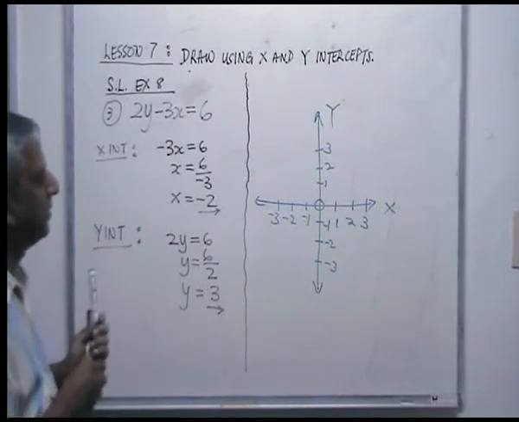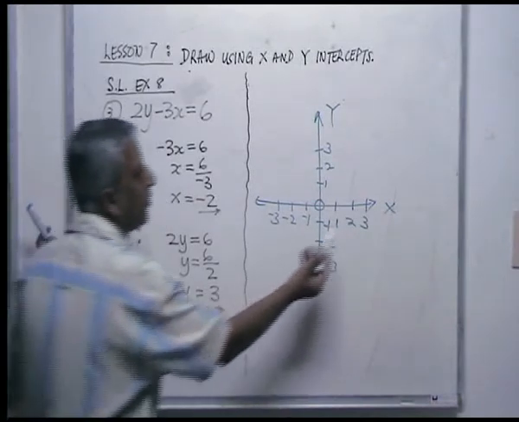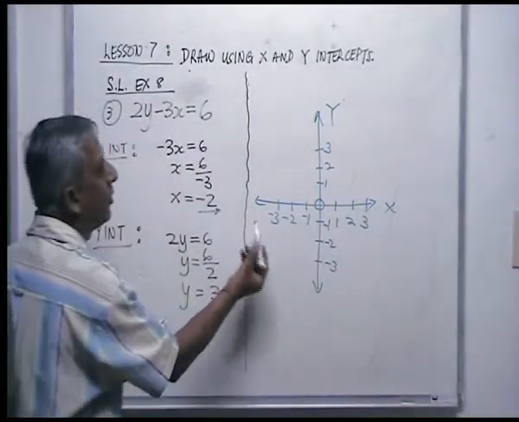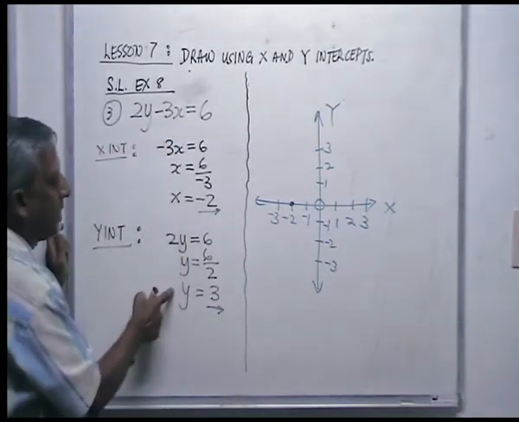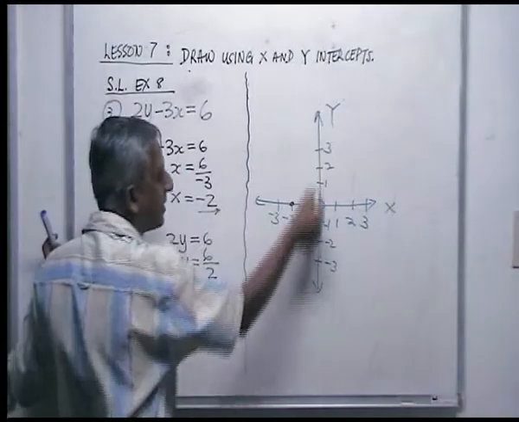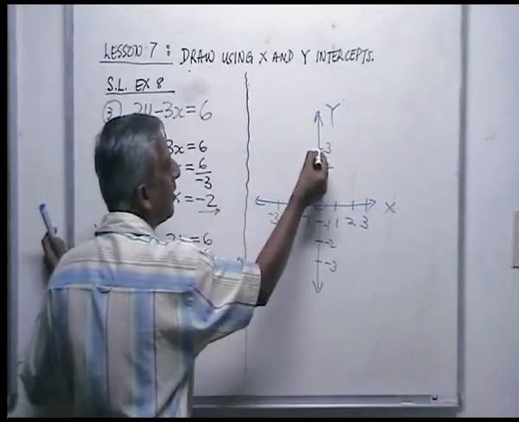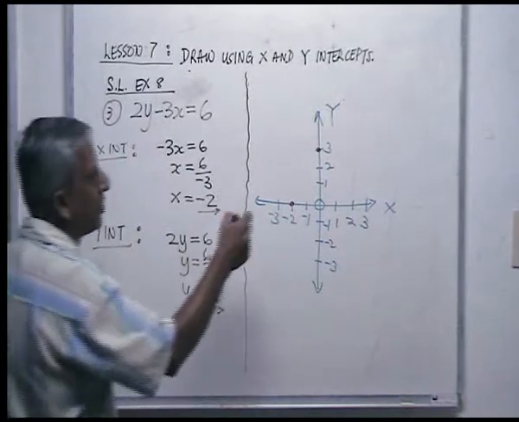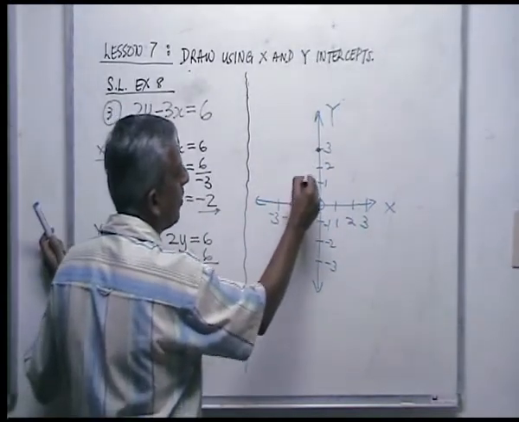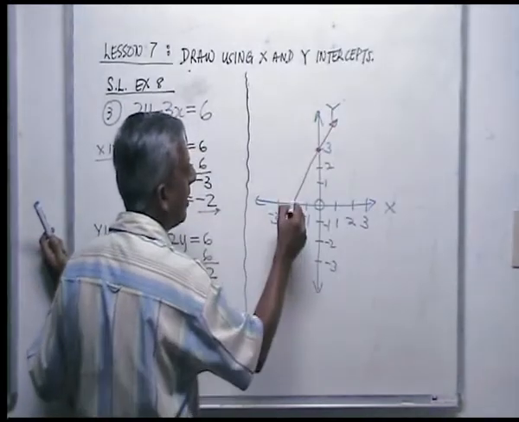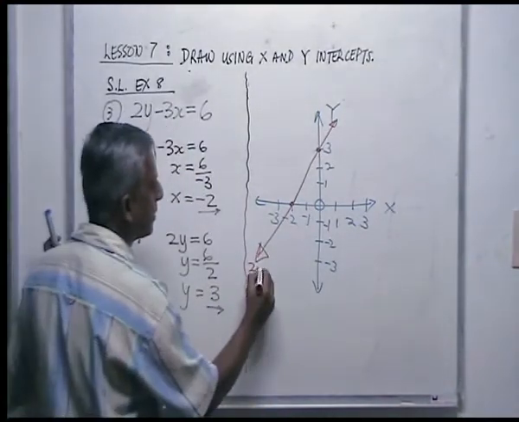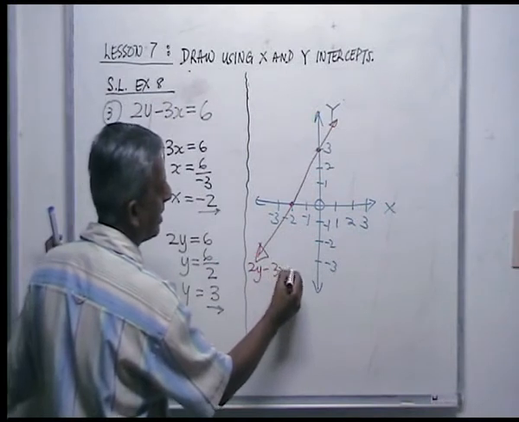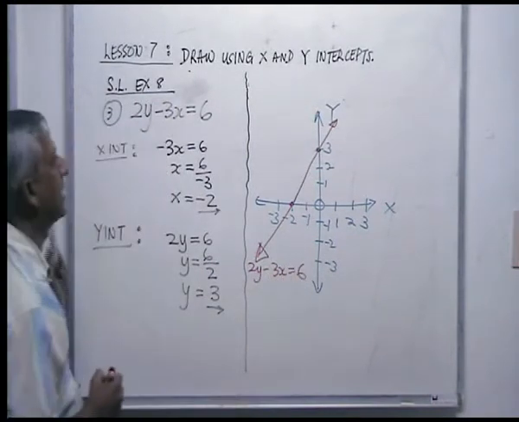X is minus 2. Look for the x-axis. Look for minus 2. Place a dot on minus 2. Y is 3. Look for the y-axis. Look for 3. Place a dot on it. Use your ruler and join these 2 points and you will have a straight line, and then you must label it 2y minus 3x is equal to 6.